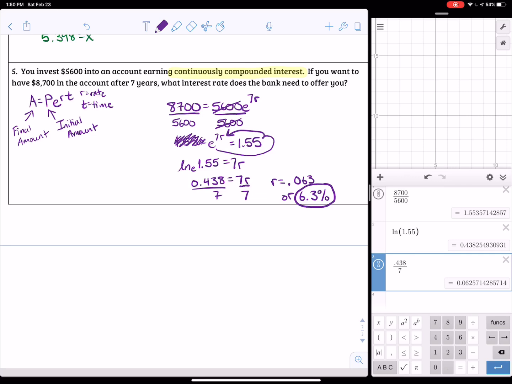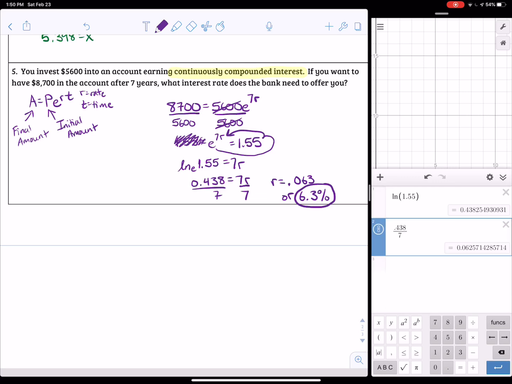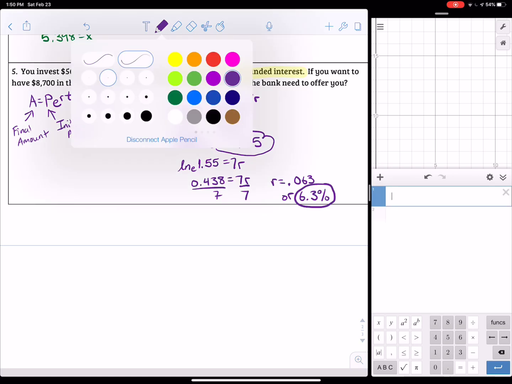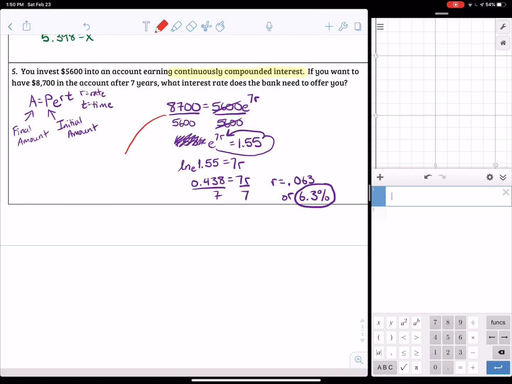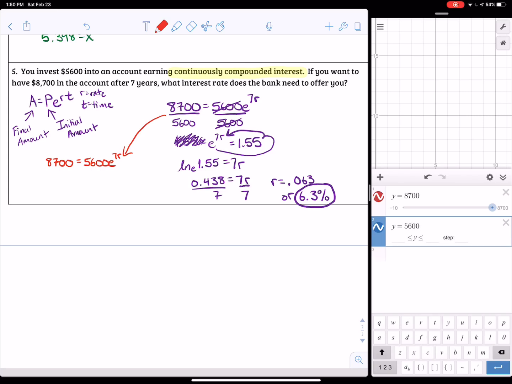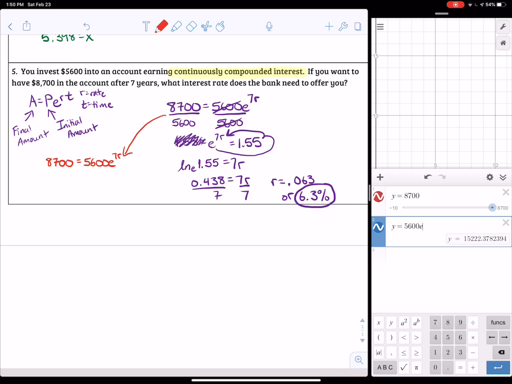Okay, so let me show you how to do this straight into Desmos instead of solving by hand. So if we take that original setup we wrote down, so I'm just going to write it over here again so you can see it better. 8,700 was equal to 5,600 e to the 7r power. So let's put in y equals 8,700. And then we can do y equals 5,600 lowercase e to the 7r power, which we need to type an x. It's just always safer, I feel like, in Desmos to put an x for your variable.